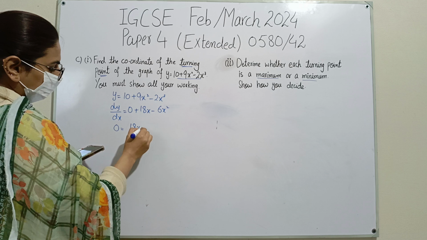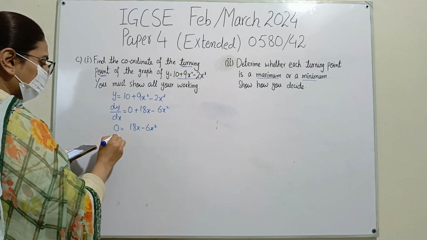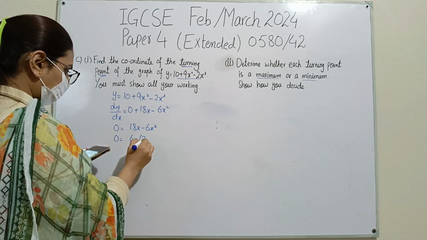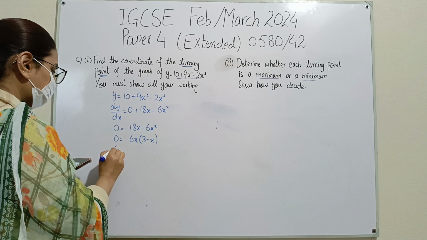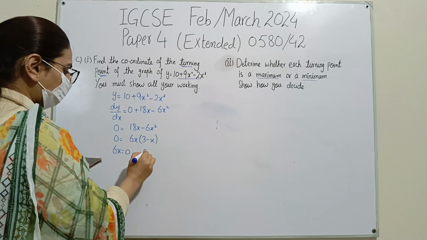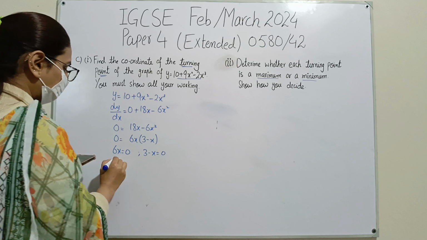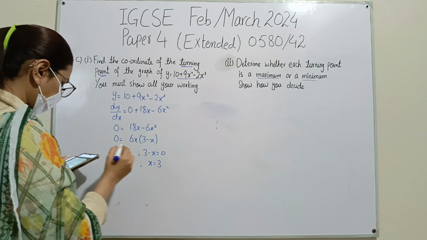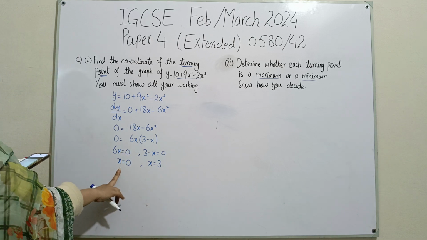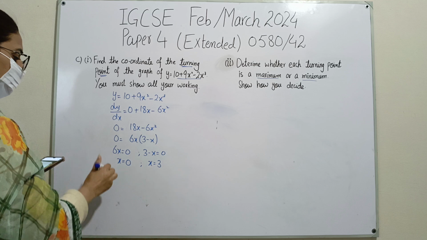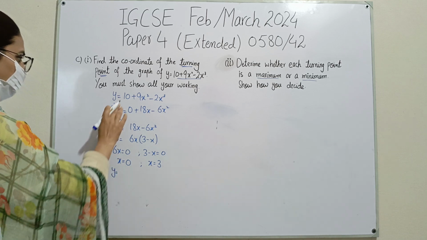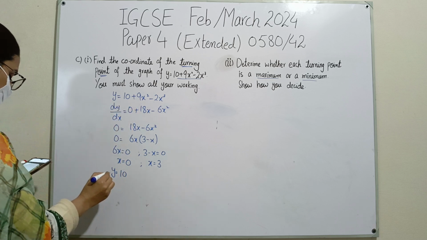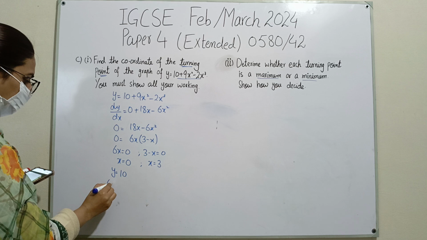The expression left will be this. Now take the common factor 6x(3 minus x). Either 6x is equal to 0 or 3 minus x is equal to 0. Here you get x is equal to 0 and here you get x is equal to 3. Now substitute this value in the given equation. Put x equal to 0 in this expression. This is 0, this is 0, so you will get y equal to 10. So the point will be (0, 10).